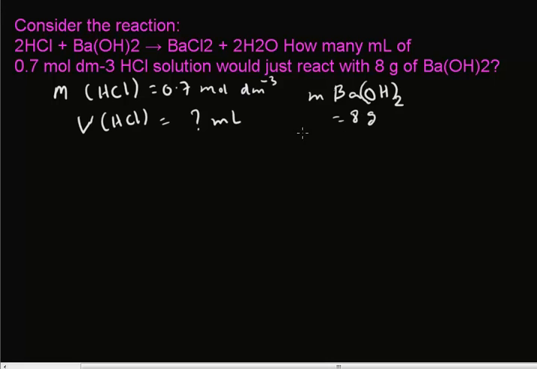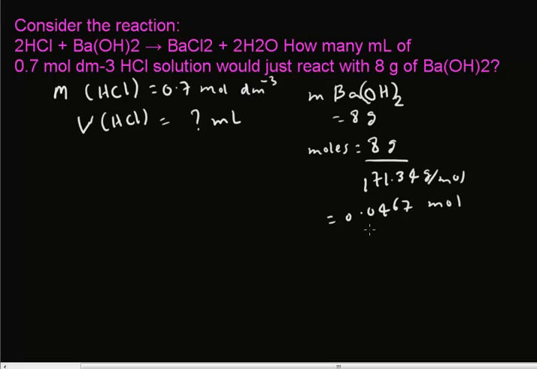So what you could do here is we could convert the mass of barium hydroxide to moles. So the moles of barium hydroxide would be 8 grams divided by the molar mass of barium hydroxide, which is 171.34 gram per mole. So that could give me 0.0467 mole. So that is the moles of barium hydroxide, by the way.